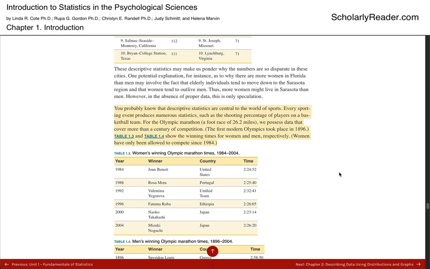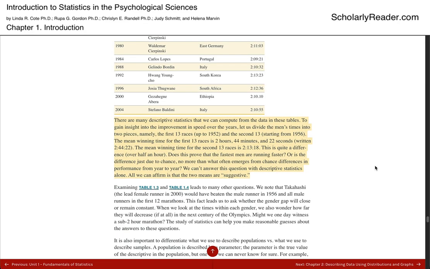You probably know that descriptive statistics are central to the world of sports. Every sporting event produces numerous statistics, such as the shooting percentage of players on a basketball team. For the Olympic marathon, a foot race of 26.2 miles, we possess data that covers more than a century of competition. Table 1.3 and 1.4 show the winning times for women and men, respectively. There are many descriptive statistics that we can compute from the data in these tables.